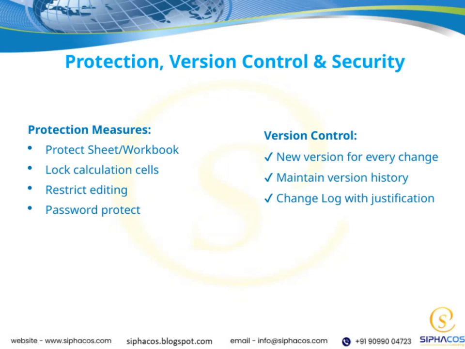Let's talk about version control now. Every time we make a change, a new version is created, which helps us keep track of our progress. Maintaining a version history is essential because it allows us to see what changes were made over time. And having a change log with justification means we can document why each change was necessary, making collaboration much smoother.